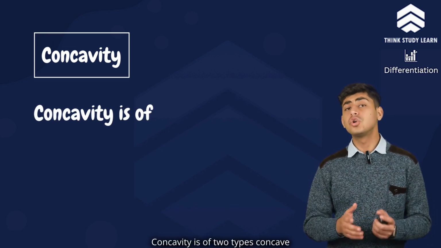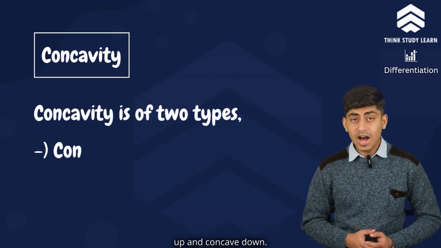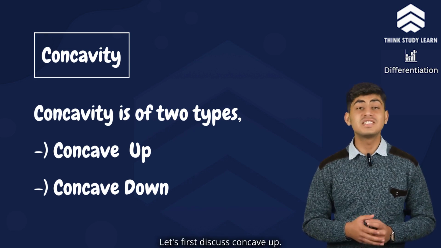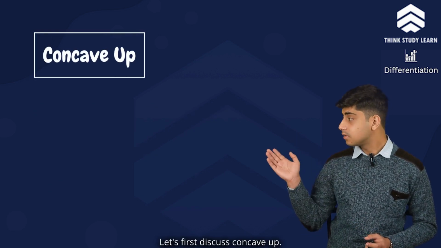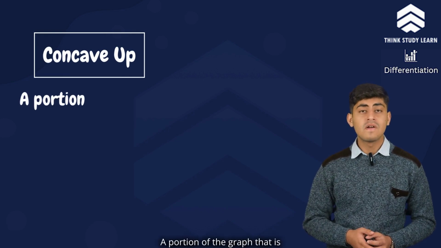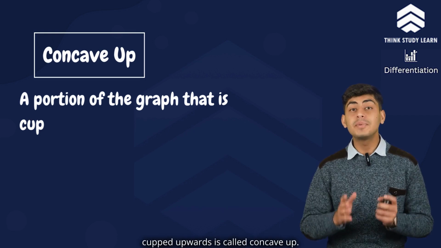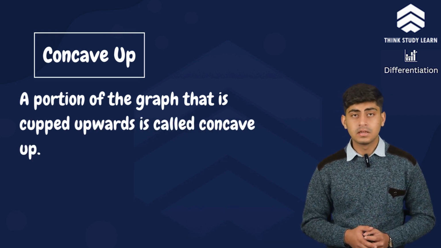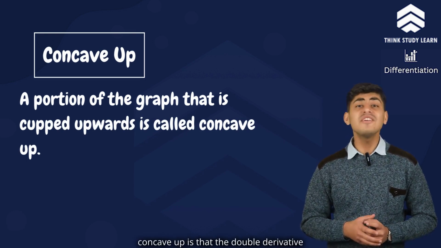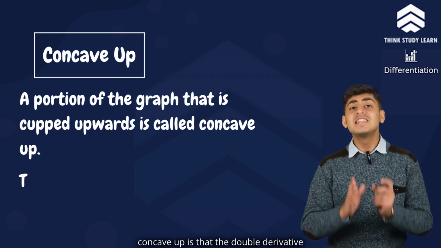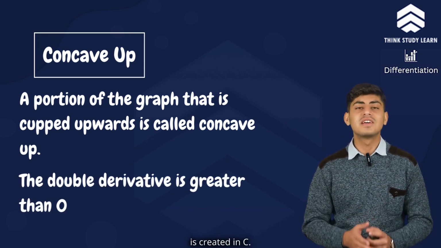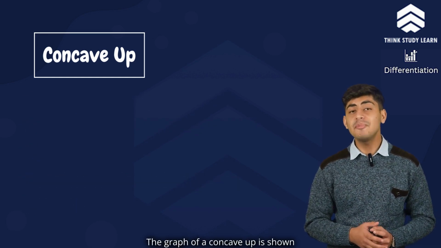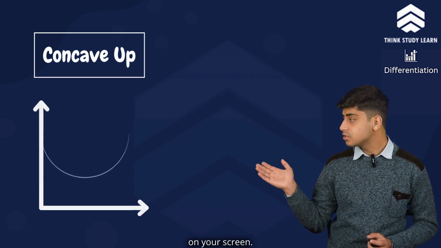Concavity is of two types, concave up and concave down. Let's first discuss concave up. A portion of a graph that is cupped upwards is called concave up. The condition of the graph to be concave up is that the double derivative is greater than 0. The graph of a concave up is shown on your screen.